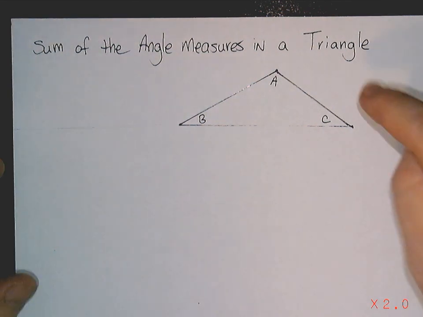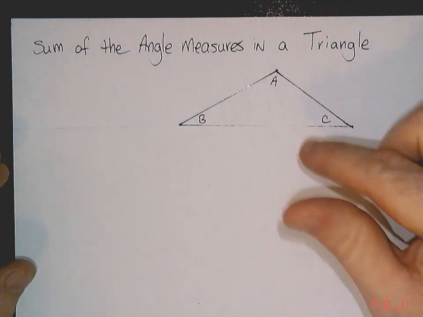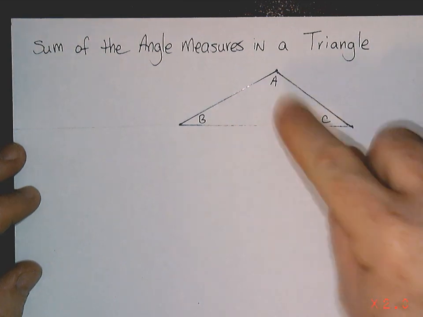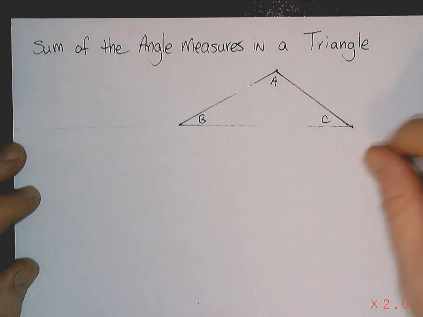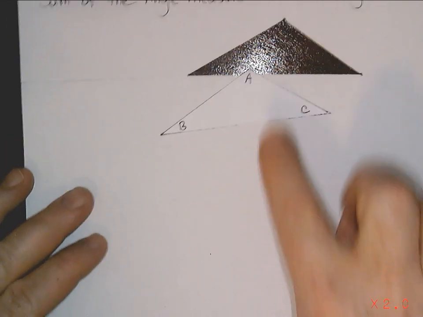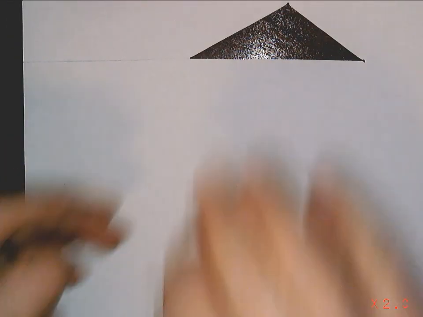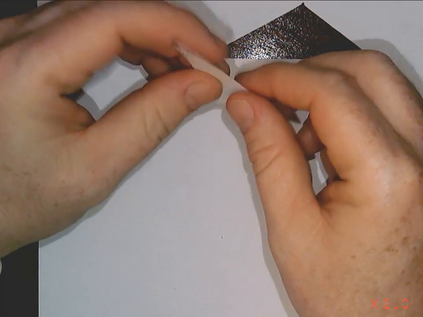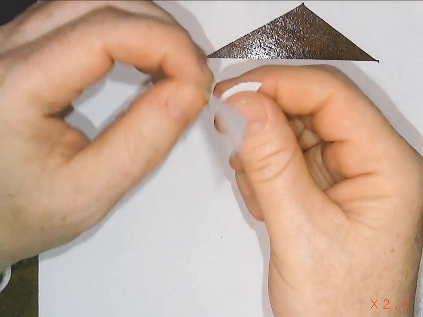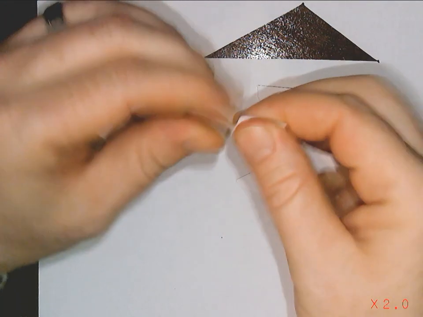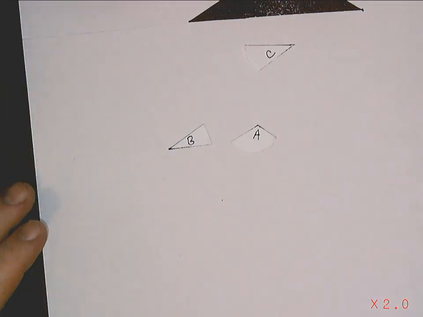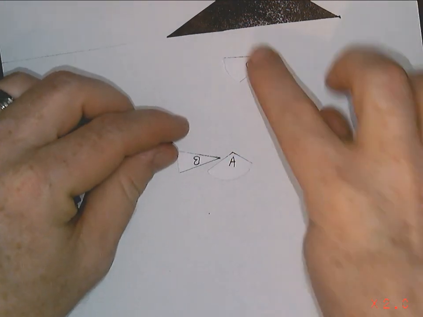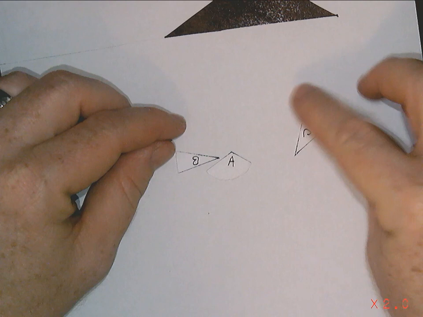If you recall, there's an activity, especially in our book, but I've seen it in other places as well, where you draw a triangle on a sheet of paper and cut it out. Then you take those three corners, those three vertexes, and tear them off, just like that. Then you put them next to each other and see what kind of angle they create.